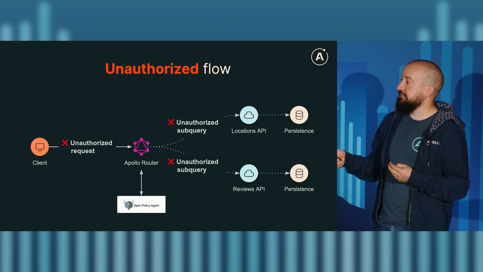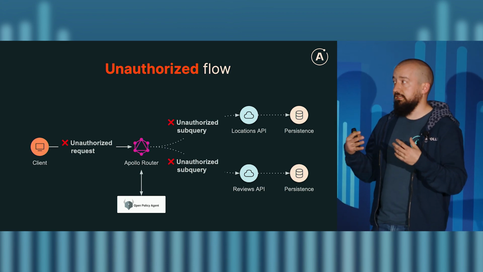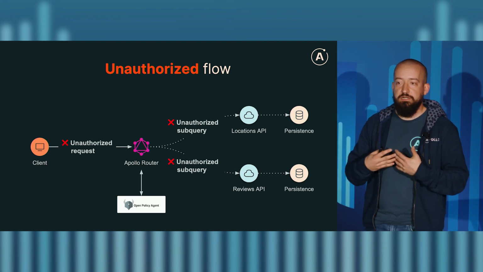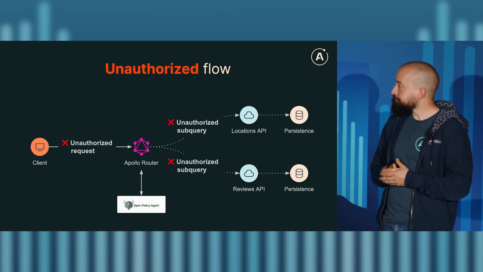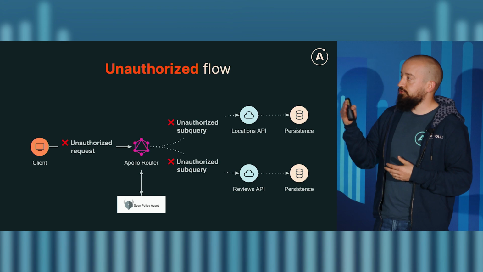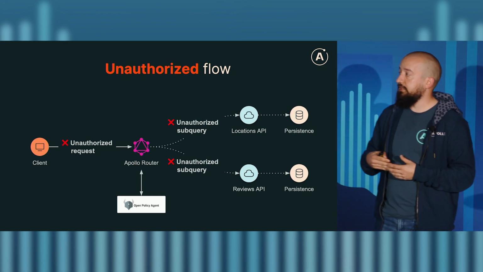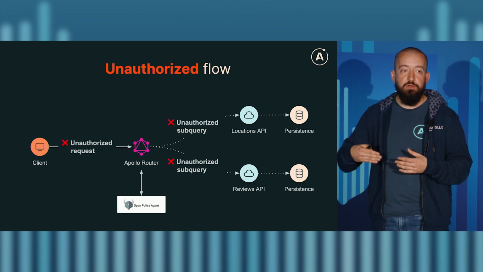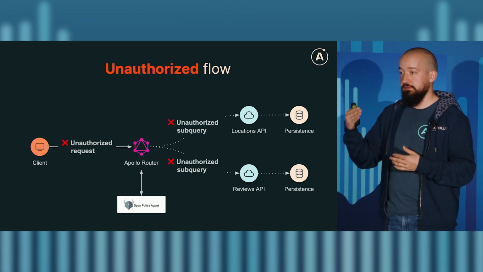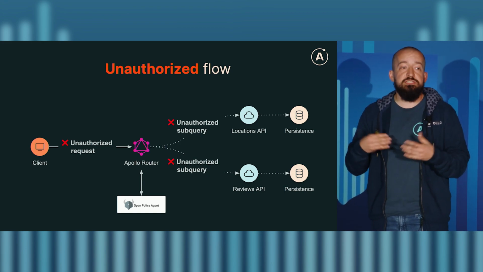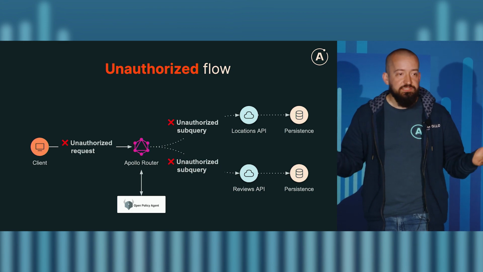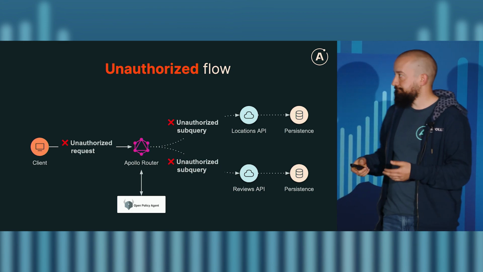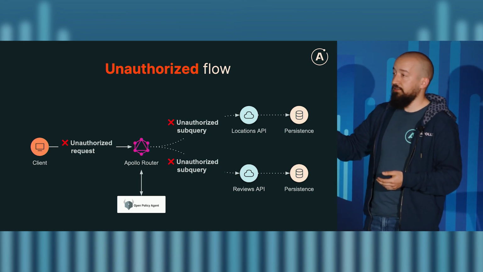So in an unauthorized example, the client's going to make a request, and it either doesn't have a JWT token or it has an invalid bearer token within it. And that's going to go to, in this case, Apollo Router, and that's going to broker a request. It's going to send that policy and the query to Open Policy Agent and just ask a question: can this person do what they're asking to do? In this case, they're not able to.